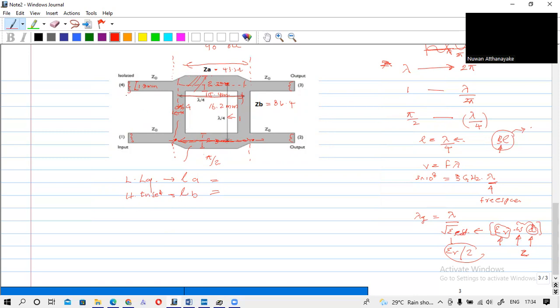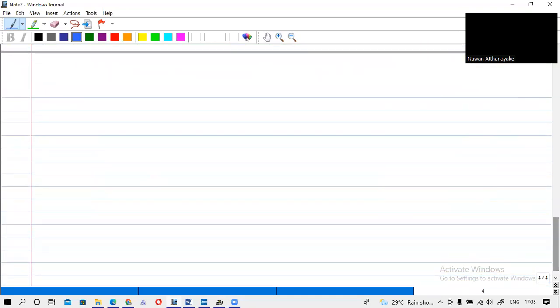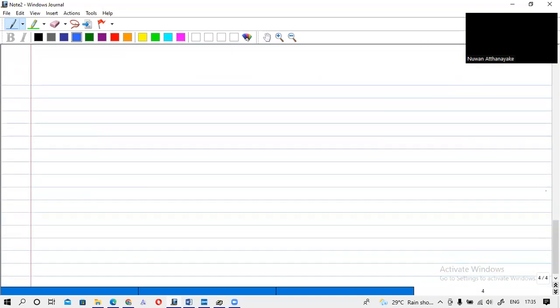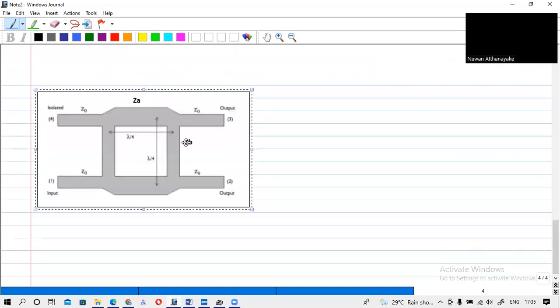And what about this transmission line length? We are not expecting any specific phase shift, so you can get an appropriate practical value for this transmission line. I will take it as 10 millimeter. So these are the parameters. Let me again mark the parameters clearly, because that is very important for our design.